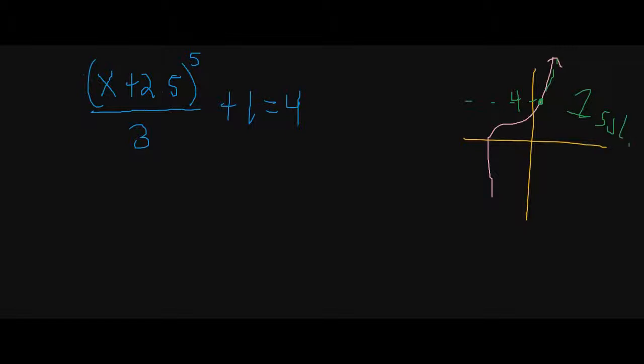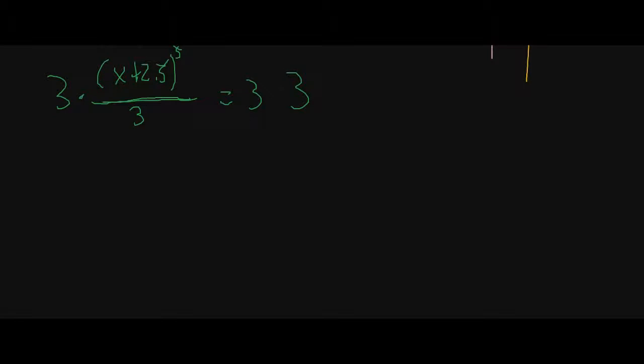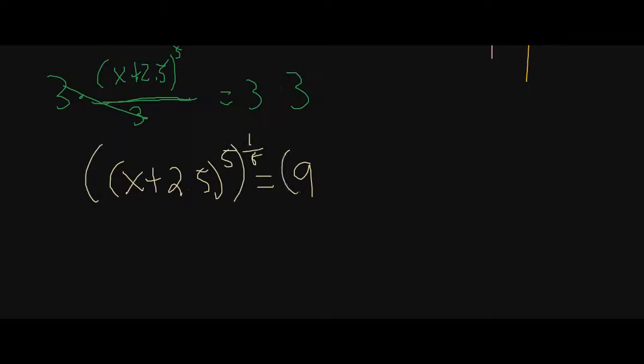First thing we do here is undo any addition or subtraction. So we're going to get x plus 2.5 raised to the 5th power divided by 3 equals 3. Now this is dividing, so I'm going to multiply both sides by 3, and we're going to get x plus 2.5 raised to the 5th is equal to 9. To get rid of the 5th, we're just going to multiply the power by 1/5. These cancel. I'm not going to put a plus or minus on the outside because remember, I should only get one solution.